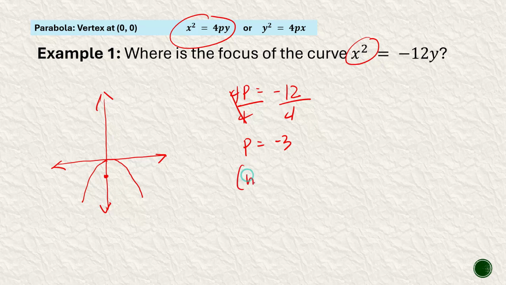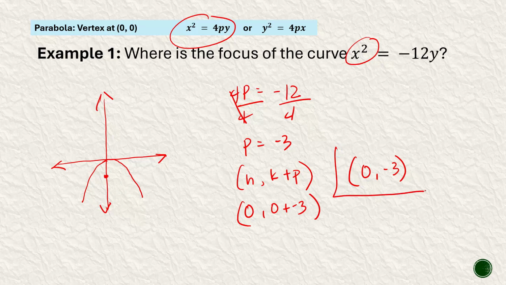So the formula is (h, k plus p), the general formula, where h, k is the vertex. So h and k are both 0, so that's 0, and then 0 plus negative 3, and the answer obviously is going to be (0, negative 3). And again, I think some of you already know the formula, and that's (0, p). You can do that, you can use the formula, but again, I also want to help you understand the location of the focus in the parabola.